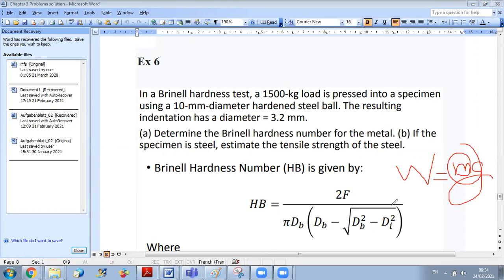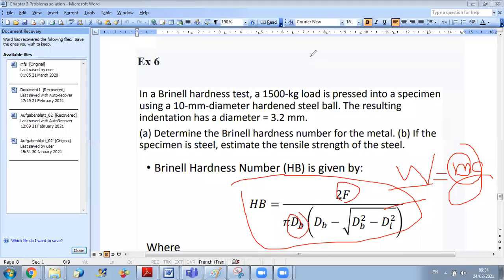So if they gave me the weight, all I have to do is divide by g to get the corresponding value of m, and then do not forget to replace F in kilogram. If you replace F by the weight value, you will get a wrong result. And the diameters are replaced in millimeter, not in meter or centimeter. So the main issue in this formula is to respect the units. If you respect the units, it becomes just a numerical application. Okay.